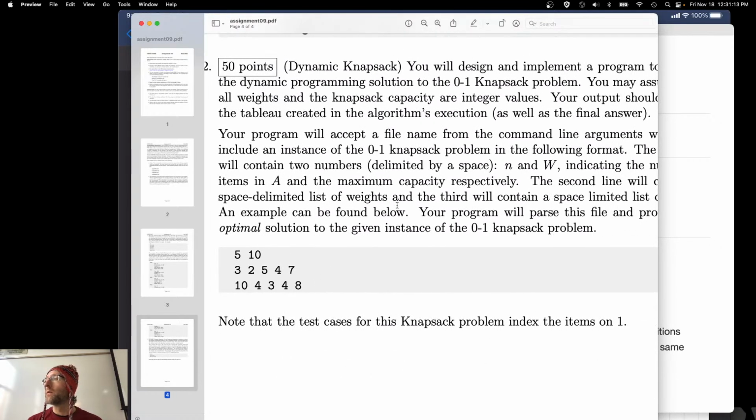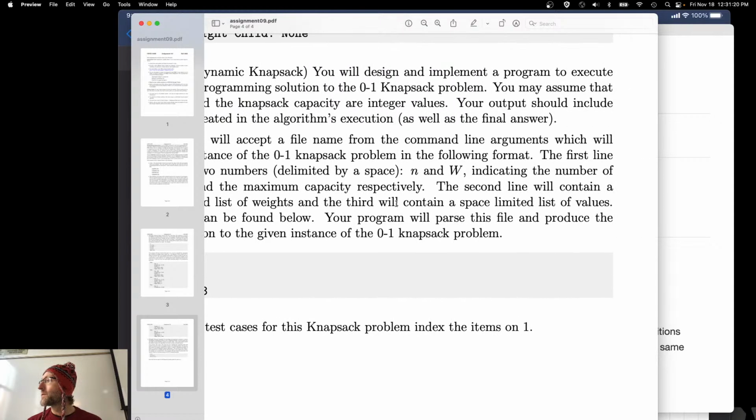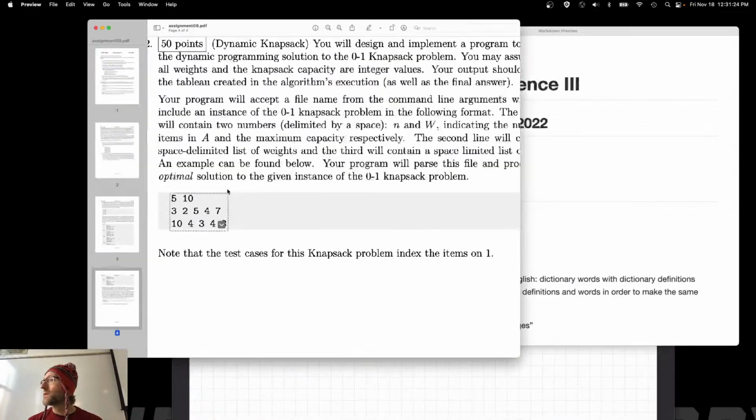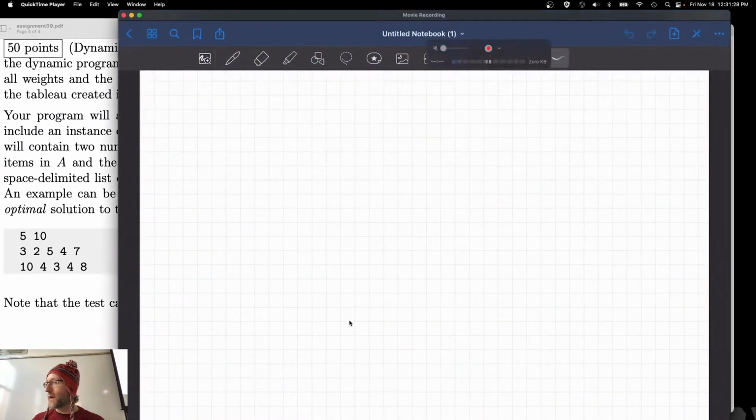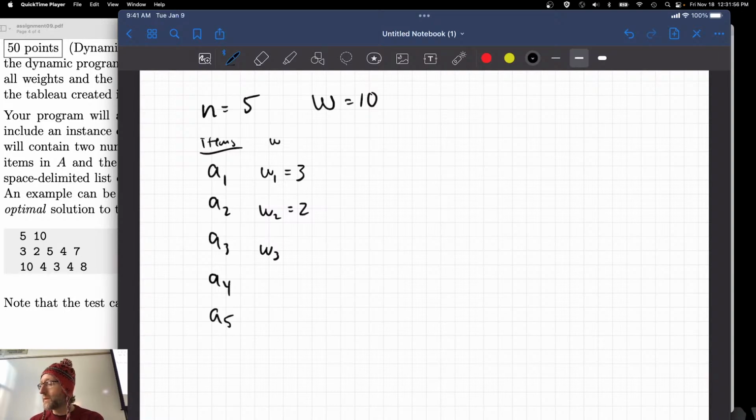Because weight of I means the weight of the ith element, right? So these are the weights, these are the values. Given this is an input to the 0, 1 knapsack, n is equal to 5, so you have items A1, A2, A3, A4, and A5. Your overall weight capacity is 10. Those are the first two lines. And then your weights, Wi: W1 is equal to 3, W2 is equal to 2, W3 is equal to 5, 4, and 7. And V of I: V1 is 10, V2 is 4, etc. That's what the input is.